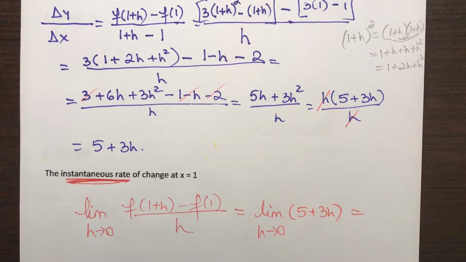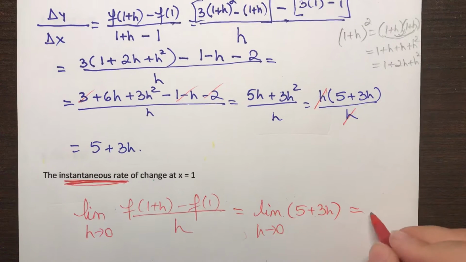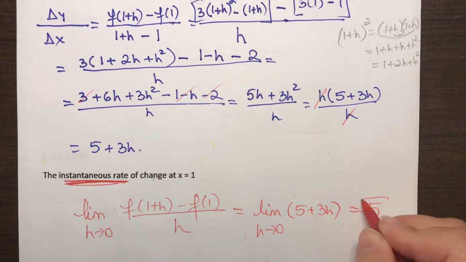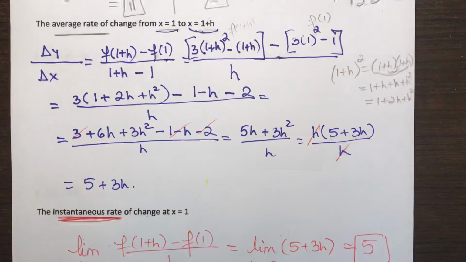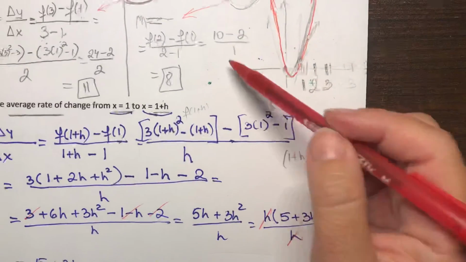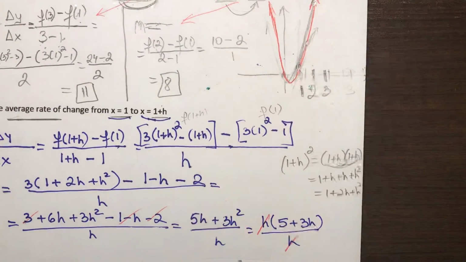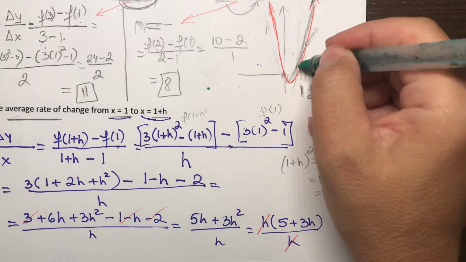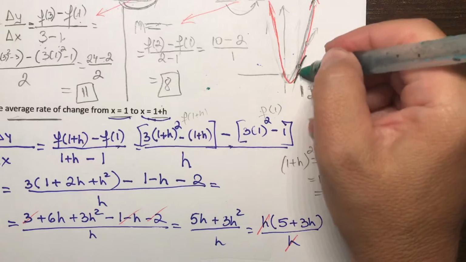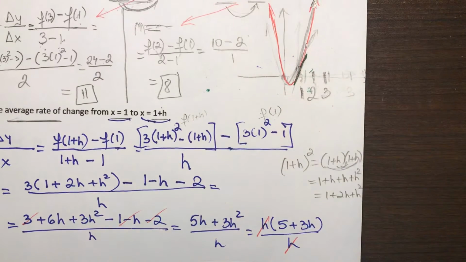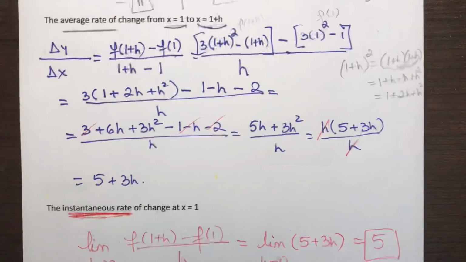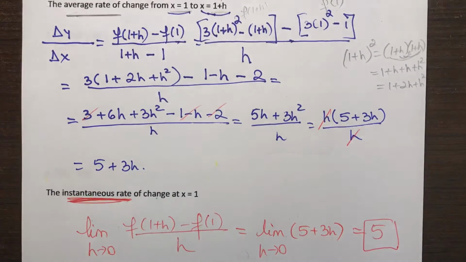Now, can I find the limit of this? Yes, plugging in an h of 0, the answer is 5. So, in other words, what? The slope of the tangent line specifically at x equals 1 is 5. Okay, so that's our instantaneous rate of change in this function. All right. Okay, so there it is.